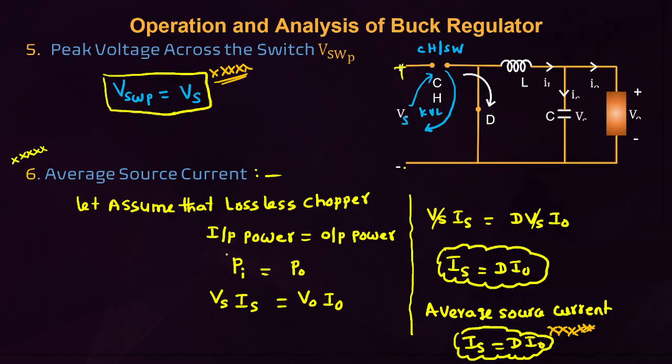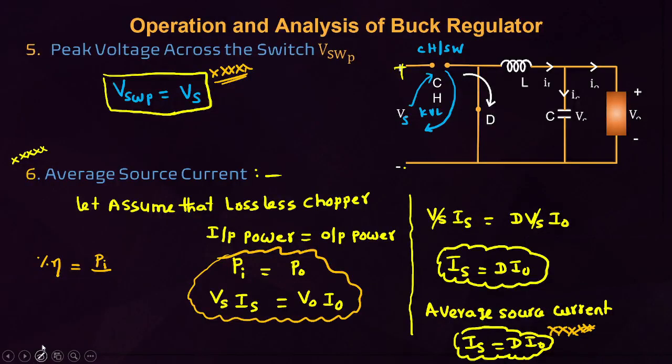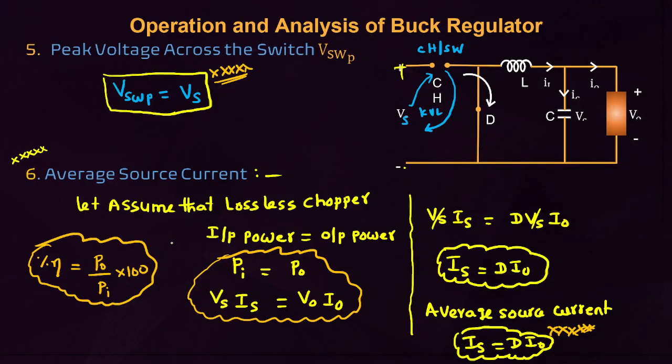To calculate the average source current, let us assume a lossless chopper. In a lossless chopper, input power equals output power. This is the observation. If it is asked what is the percentage efficiency of the chopper, how can we define percentage efficiency, students? It is output power by input power into 100. Sometimes if it is asked what is the efficiency of the chopper, you have to remember this formula.